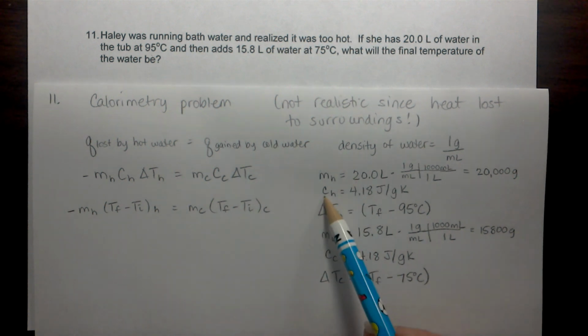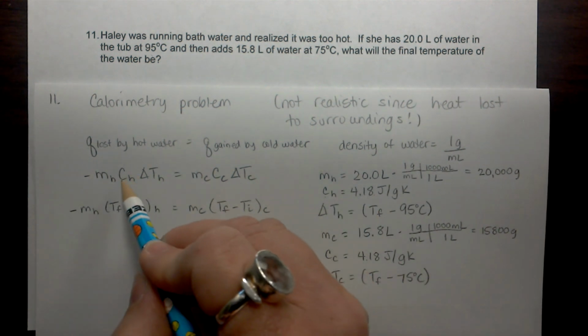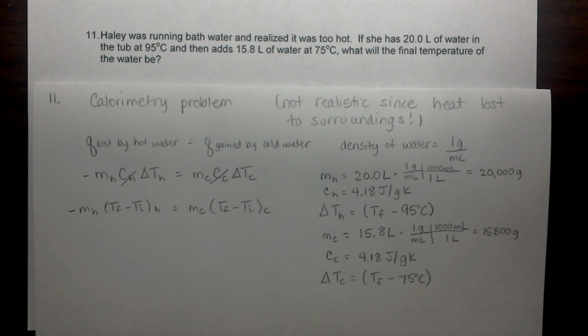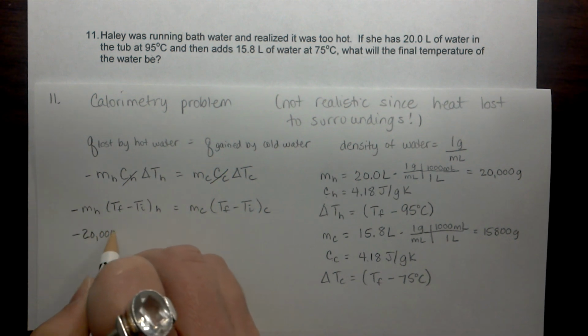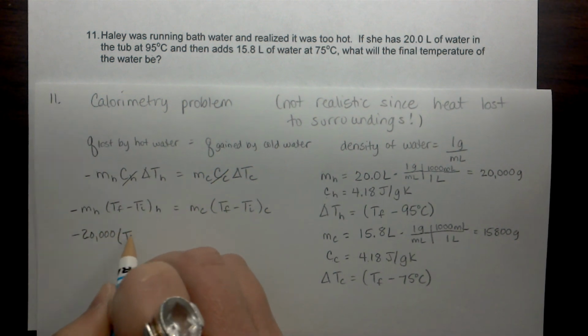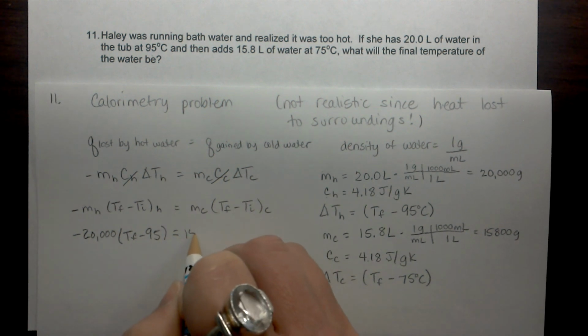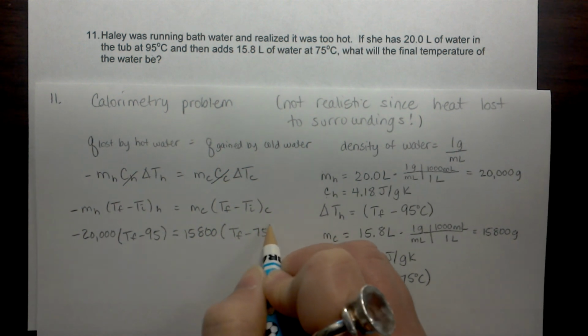Now, if you'll notice, the heat capacity of liquid water, whether it's cold or hot, tends to be the same. So what we've done here is we've canceled those out because they're the same. There's no reason to have that information in there. Okay, so what we're going to do is go ahead and write this out. So negative 20,000 grams times TF minus 95 is going to be equal to 15,800 grams times TF minus 75.